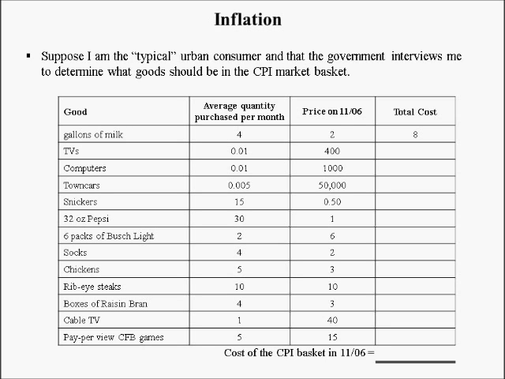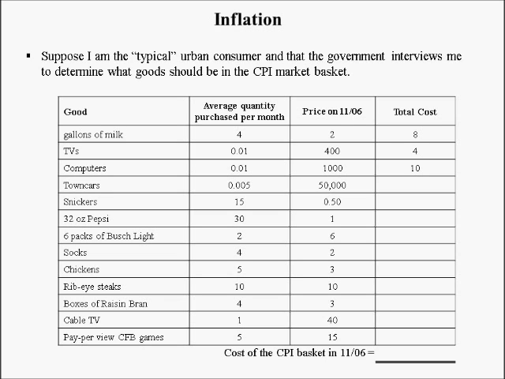Now, maybe I bought one TV every 100 months. So the average quantity purchased per month would be 0.01. And maybe the price of a television back in November 2006 was $400. So the average money I spend each month is about $4 on televisions. Same thing with computers, except back then, maybe the average computer cost $1,000. So the average amount of money I spent each month on computers is $10, because I'd buy one every 100 months.